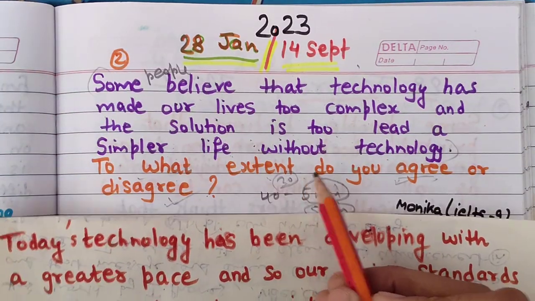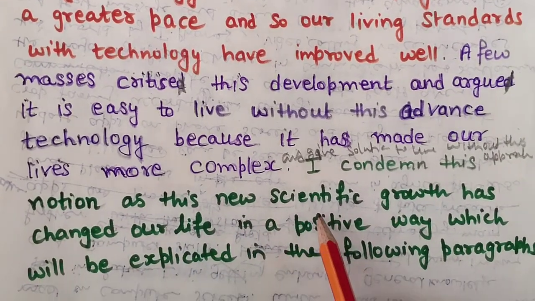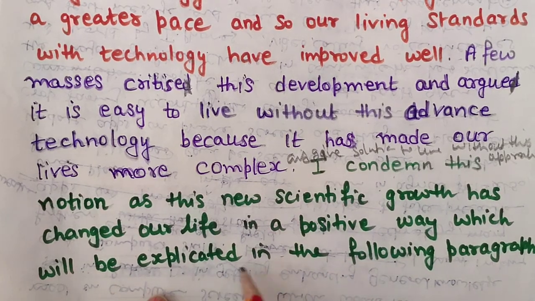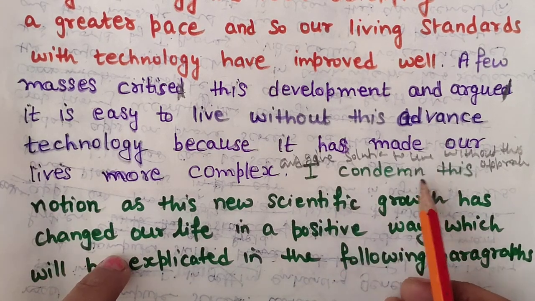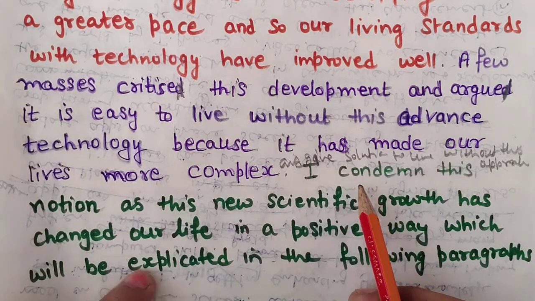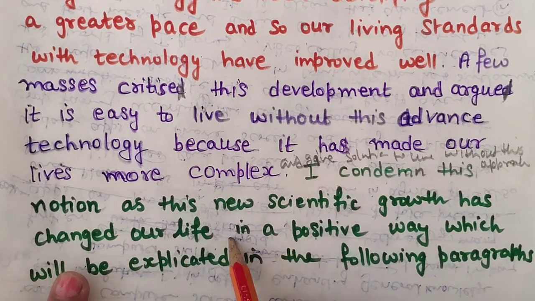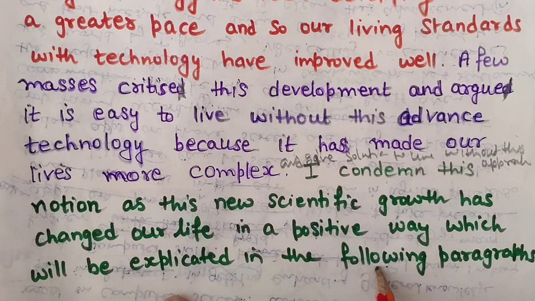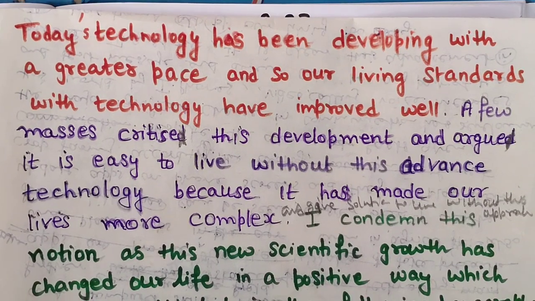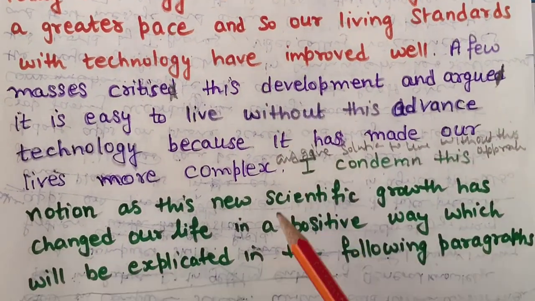Now I am going to give my decision. So I condemn this notion as this new scientific growth has changed our life in a positive way, which will be explicated in the following paragraph. See this, I condemn. Whenever you are telling your decision, whether you agree, disagree or partially, you need to tell your reasons. In short, I condemn this notion as this new scientific growth has changed our life in a positive way, which will be explicated in the following paragraphs. Okay, this much is introduction. See this introduction, again I am showing it to you. Simple sentence, background sentence, general sentence, paraphrasing and decision.